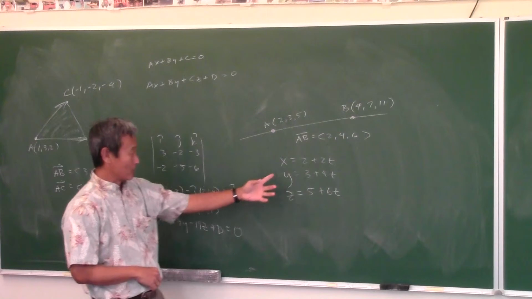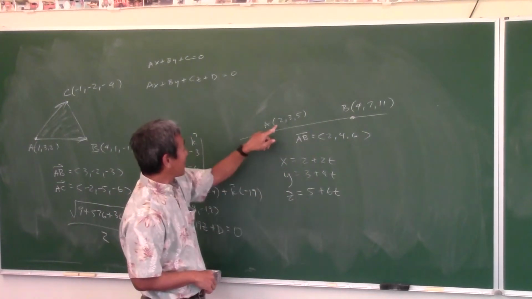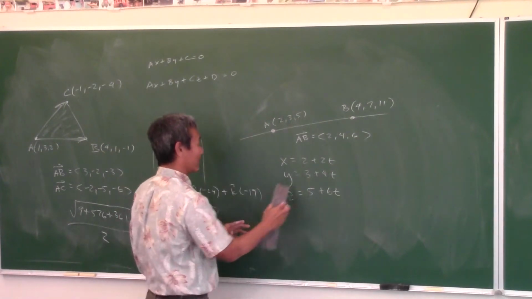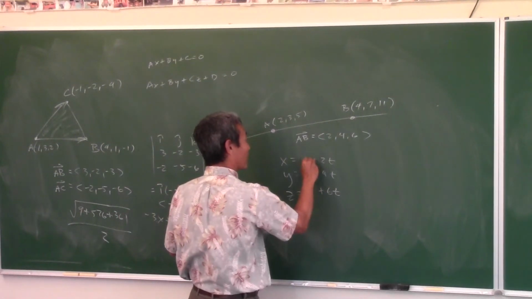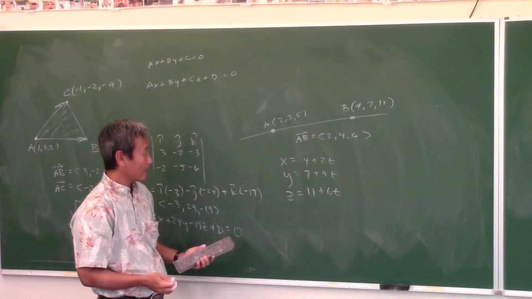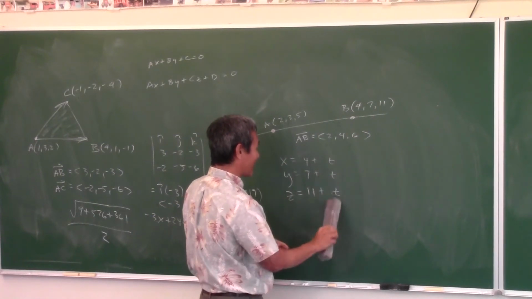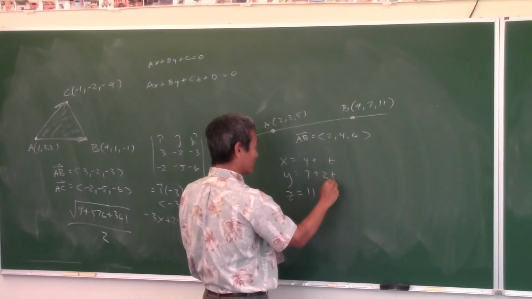And now, can you see there's an infinite number of ways of writing this? Because instead of using the point 2, 3, 5, you could have used the point 4, 7, 11. And that would be the same line, right? And what about 2, 4, 6? Could you have reduced that vector down to 1, 2, 3? Mm-hmm.